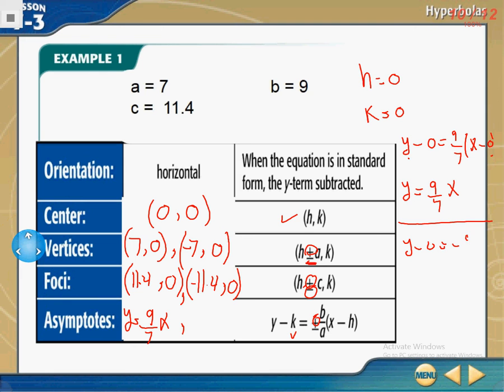Negative 9 over 7. X minus 0 again is X. So this is just Y minus 0, Y equals negative 9 over 7x. This is my second asymptote. I will write it here in the table. Okay, so we found the characteristics of the hyperbola.